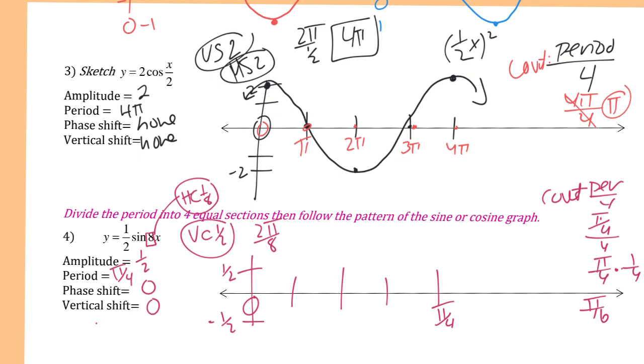So we're going to start with the beginning value. We're going to add pi over 16 each time. So this is pi over 16. If you add pi over 16 to that, you get 2 pi over 16. If you add pi over 16 to that, you get 3 pi over 16. And if you add pi over 16 to that, you get 4 pi over 16. Well, 4 pi over 16 really is a fourth pi. So we did a good job.